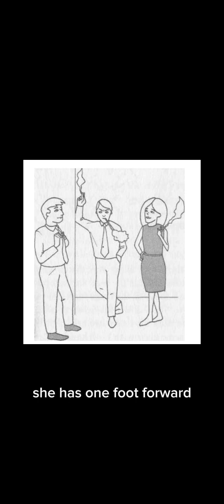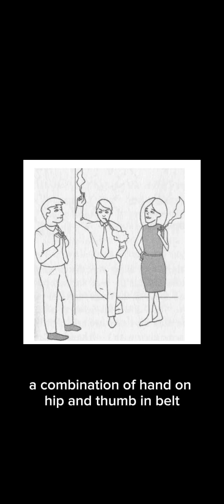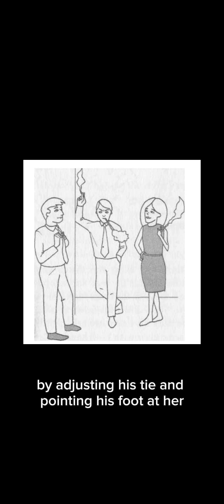The woman is displaying classic courtship gestures. She has one foot forward, pointing towards the man on the far left, a combination of hand on hip and thumb in belt. Her left wrist is being flashed, and she is blowing cigarette smoke upwards. She is also giving a sideways glance to the man on the far left, and he is responding to her courtship gestures by adjusting his tie and pointing his foot at her.